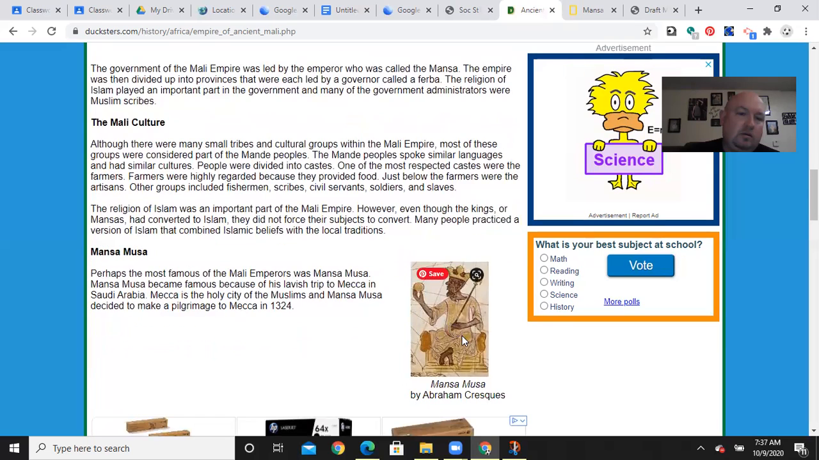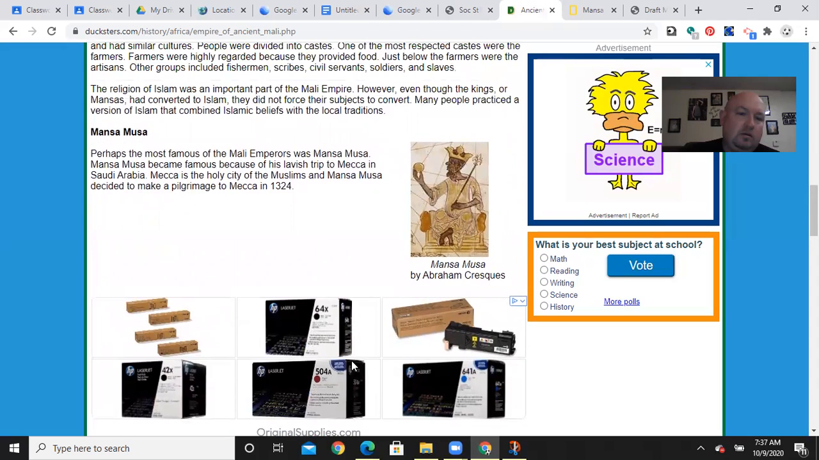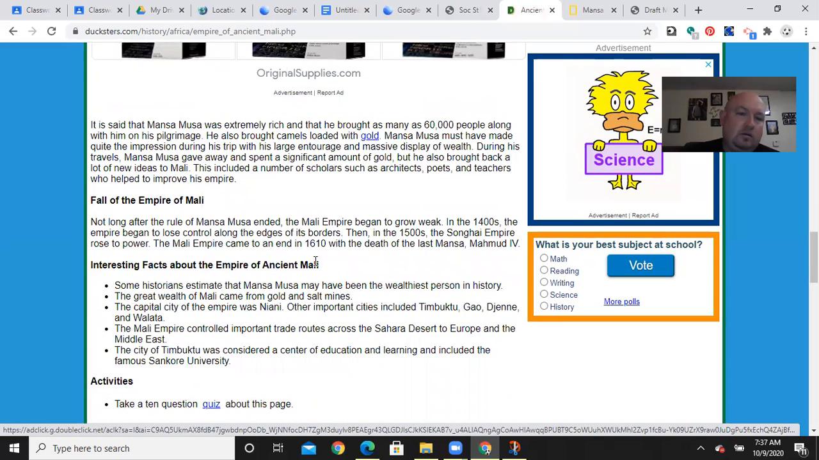Mansa Musa, seen here, was the most famous, and he was super rich, like super rich, beyond Amazon company wealth. I'll talk about him a little bit more here in a moment. Some historians estimate Mansa Musa was the wealthiest person in history. The great wealth came from gold and salt.